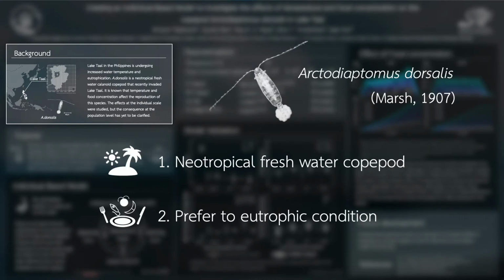And my research subject, Actodiaptomus dorsalis, a neotropical freshwater copepod, massively invaded Lake Taal and many other Philippines lakes in the early 2000s. This species prefers food-abundant environments, so the eutrophic condition of Lake Taal, caused by aquaculture, is favorable for the settlement of this invasive copepod.